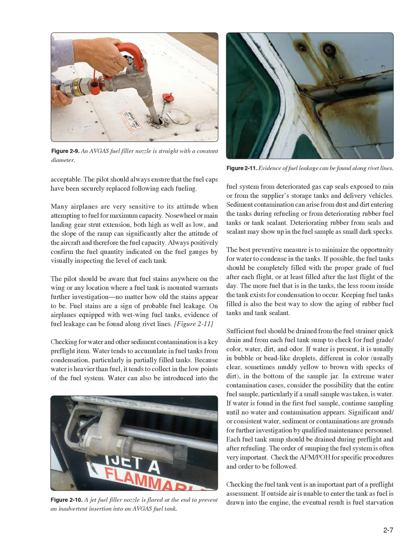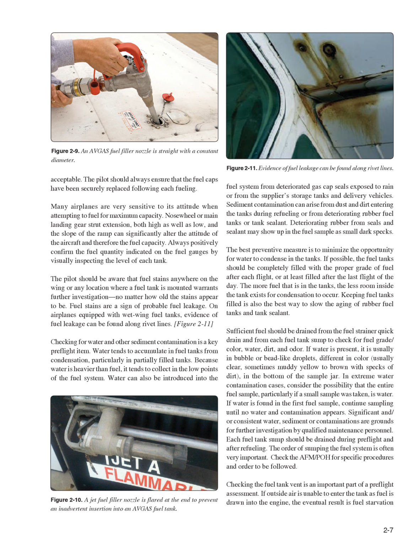Figure 2.11: checking for water and other sediment contamination is a key pre-flight item. Water tends to accumulate in fuel tanks from condensation, particularly in partially filled tanks. Because water is heavier than fuel, it tends to collect in the low points of the fuel system. Water can also be introduced into the fuel system from deteriorated gas cap seals exposed to rain or from the supplier's storage tanks and delivery vehicles.